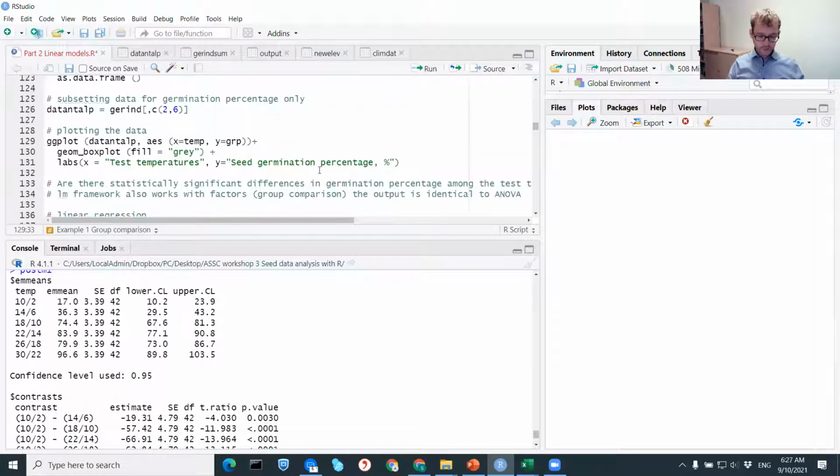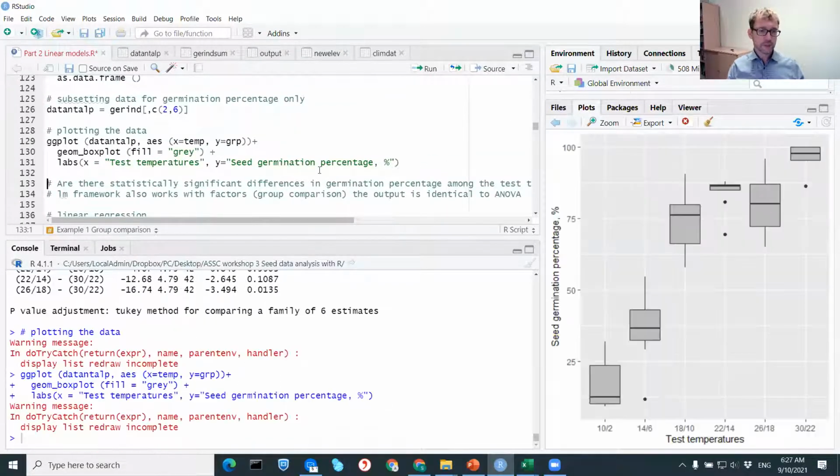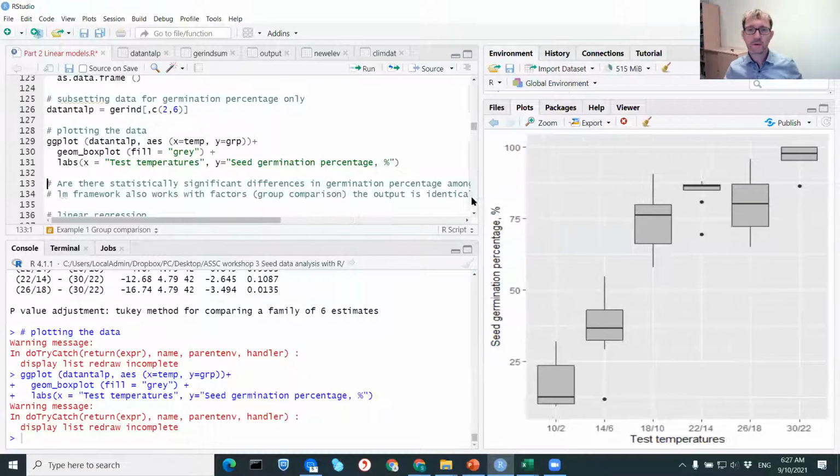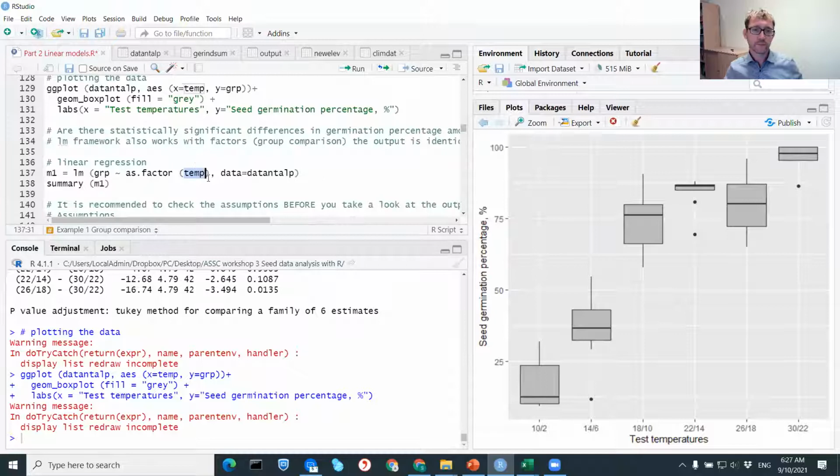So if you want to use those data in a publication, you prepare a nice graph. You run this code. Right, you compare seed germination, and you could use, for example, different letters to indicate the statistical differences along this temperature gradient. Are there any questions on group comparison?